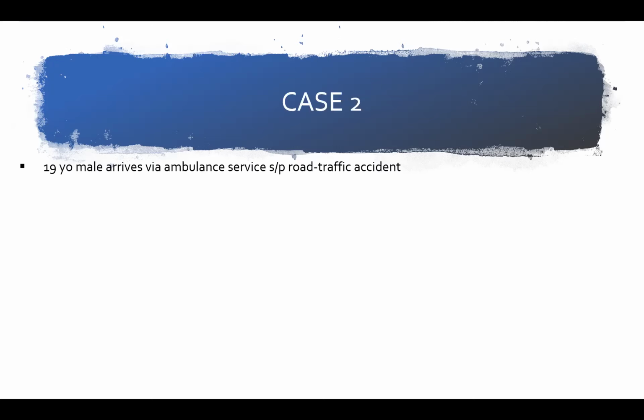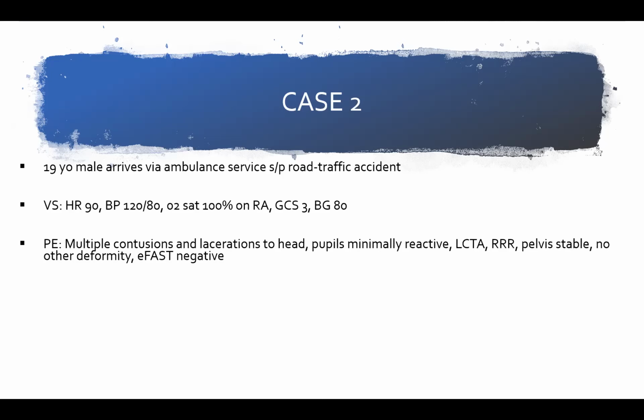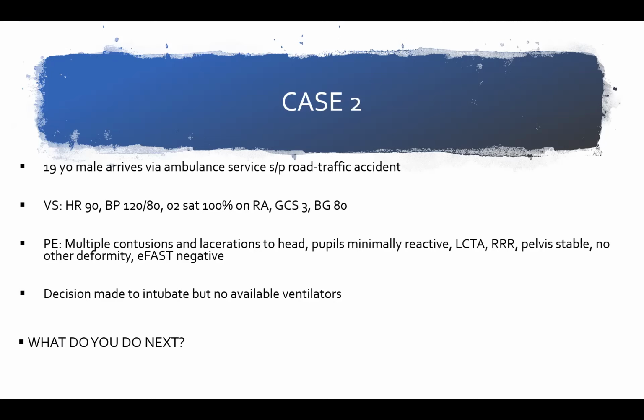So the second case I have is a 19-year-old male who arrives in the ambulance after a road traffic accident. Vital signs are there. His GCS is 3. He has multiple contusions and lacerations to the head. Pupils are minimally reactive. EFAST is negative. Decision made to intubate, but there are no available ventilators. So what do you do next?